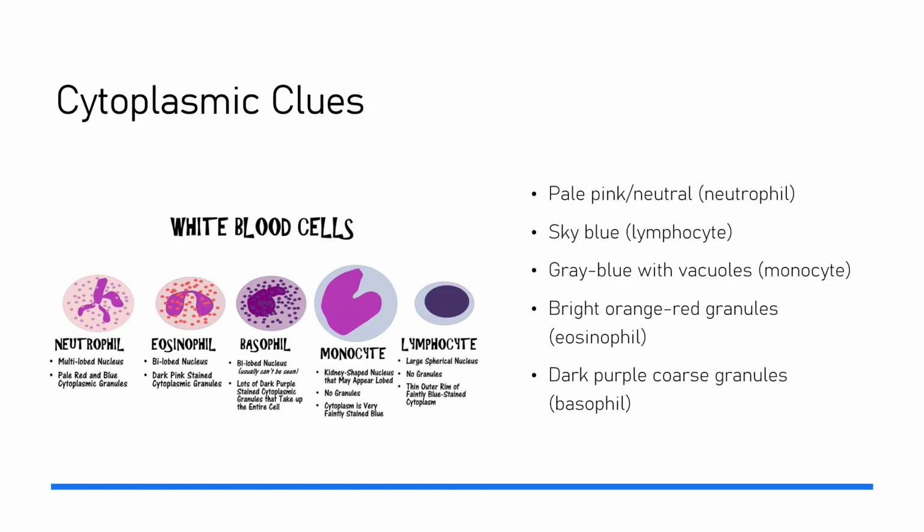So when you're evaluating cytoplasm, you're looking at three things: color, granules, and texture. Together with nuclear features, these cytoplasmic clues help you narrow down the identity of the cell.